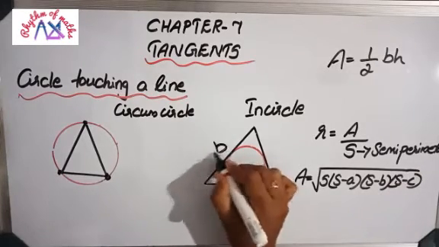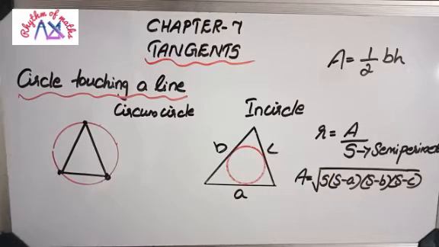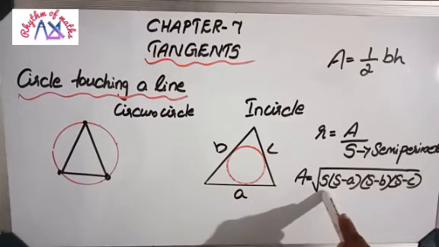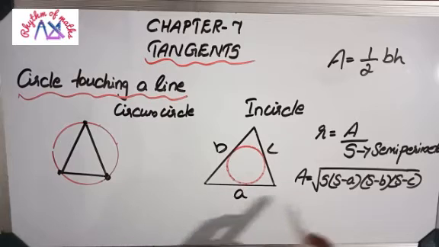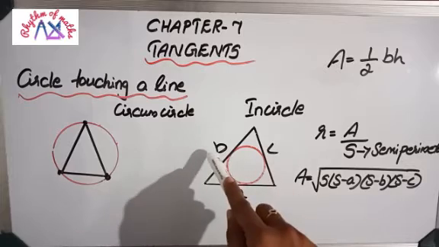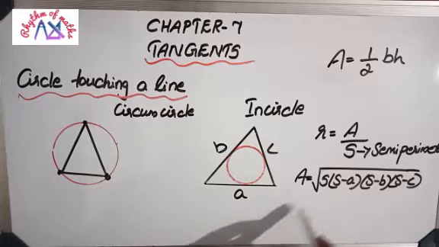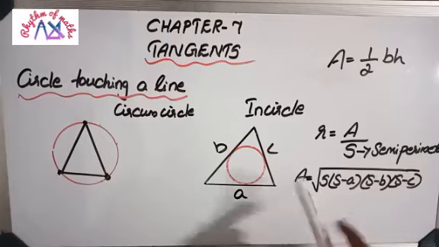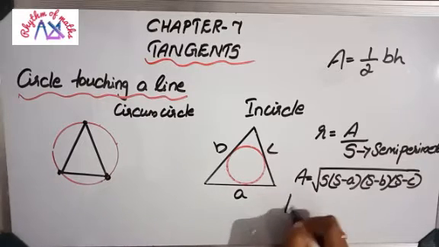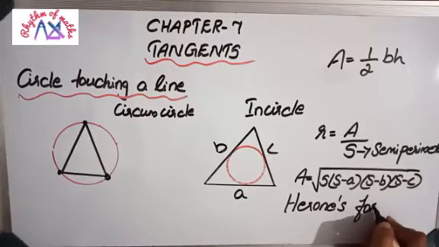Suppose a is the first side, b is the second side, and c is the third side. In this case, first of all we have to find the perimeter, then the semi perimeter just by taking half. Then s minus a means semi perimeter minus a, then semi perimeter minus b, then semi perimeter minus c, then take the whole root. By doing this you can find the area of this particular triangle. This is known as Heron's formula. So these are the concepts you have to learn in this section, and by using them you have to do the problems.